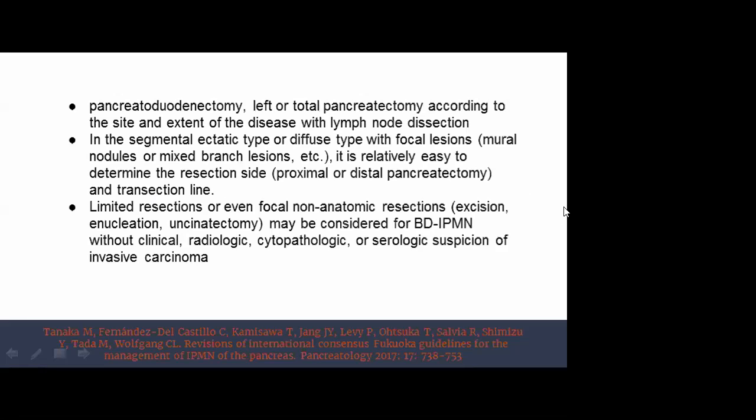And limited resections or even focal anatomic or non-anatomic resections like excision, enucleation, or uncinectomy have been tried for branch duct IPMN, which are focal without any signs clinically, radiologically, cytopathologically or serologically suspicious of invasive carcinoma. But the problem with these limited resections or non-anatomical resections is the high risk of mucin spillage, which can later lead to pseudomyxoma peritonei, and also the chances of residual disease or recurrence, and a high chance of pancreatic fistula development. So considering all this, limited resections are very rarely performed, and the indications are also very rare.